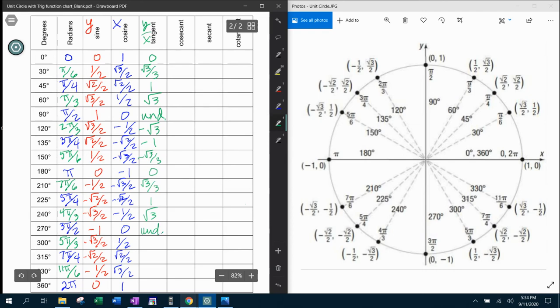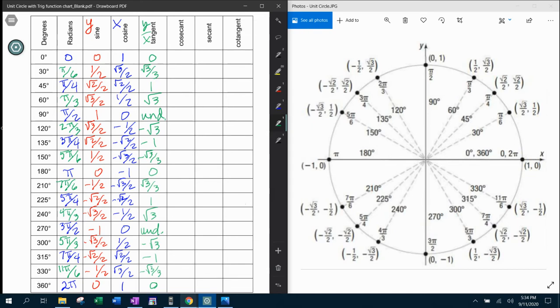Again, 270 is undefined because if you think of y over x, dividing by 0 is undefined. And then in the fourth quadrant, again, we're going to have a negative times a positive. So these values are going to be negative. And we're going to have negative square root of 3, negative 1, negative square root of 3 over 3, and then all the way back to 0. There's your values for tangent.